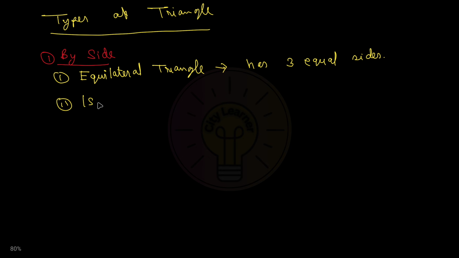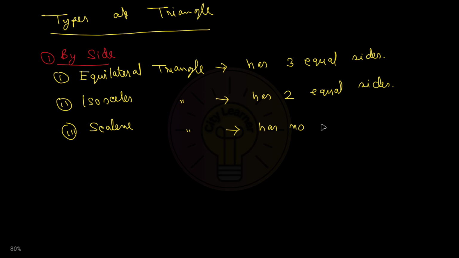The second one is the isosceles triangle. An isosceles triangle has two equal sides, hence the adjacent angles, that means two angles, will be equal. And the last one is the scalene triangle. A scalene triangle has no equal sides, hence no equal angles.